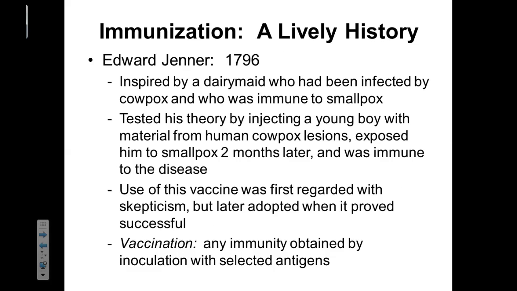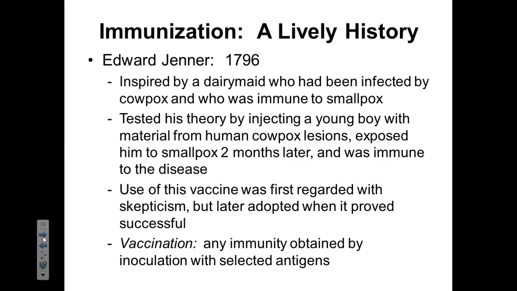In 1796, Edward Jenner was the individual who came up with the first effective vaccine. He found that dairy maids that were attacked by cowpox viruses became immune to the smallpox virus. And he tested this theory because he thought to himself, hey, maybe it's the cowpox virus that's making them immune to the smallpox virus. So he found a young boy and injected that young boy with cowpox lesions. And then that young boy developed cowpox.